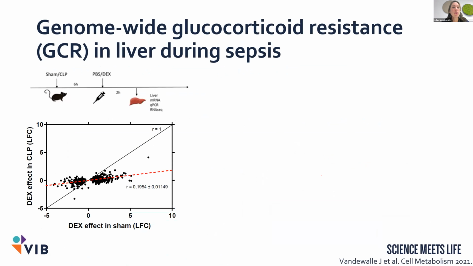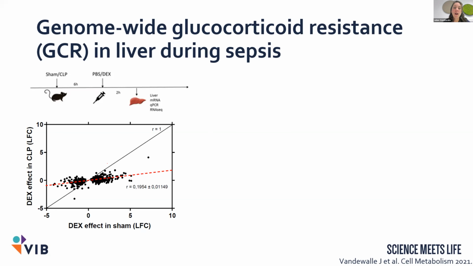Then to study the glucocorticoid resistance genome-wide in the liver, we make use of the following setup. So first we do a sham or a CLP surgery in the mice. 6 hours later, PBS or DEX is injected in the mice. And 2 hours after the injection, we isolate the liver for RNA sequencing and qPCR.